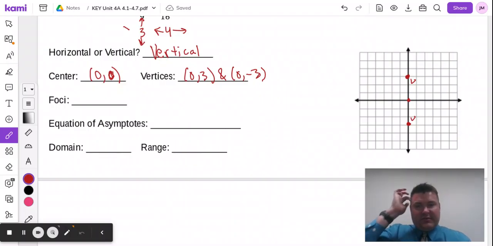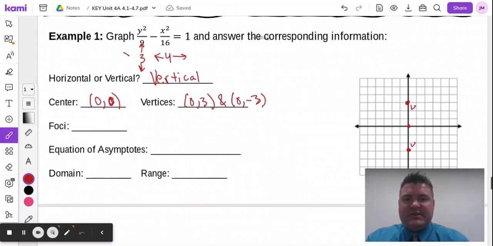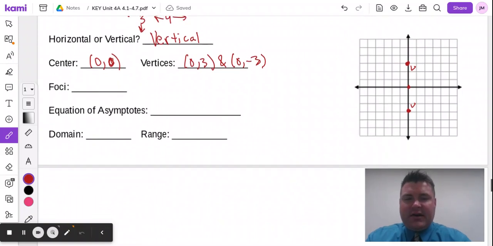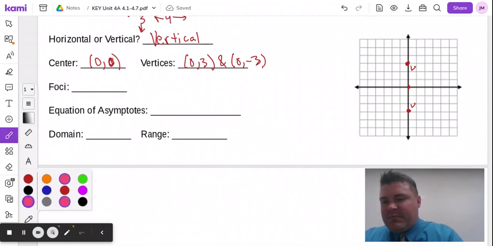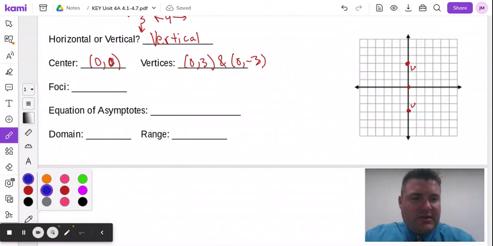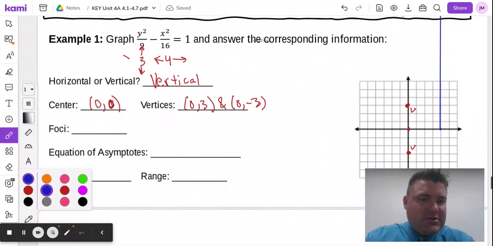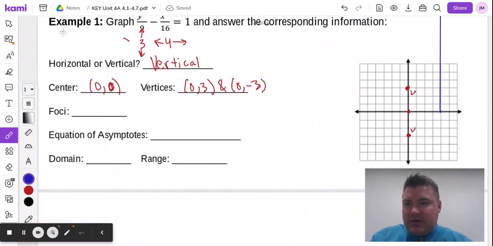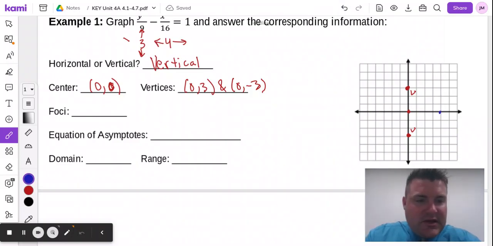Okay, so then we also have these things called co-vertices. I'm going to draw them in blue just so you can see them. I'm going to go in this direction here, and that was not at all what I was expecting. What just happened? We're going to undo that. Here we go. And these have to do with our asymptotes, which I'll get to momentarily.